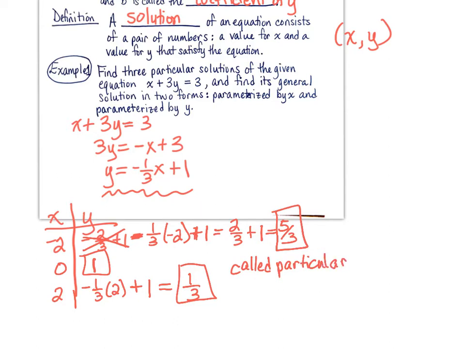But notice that there are infinitely many others, right? Because you can choose any x value, and for any x value, you're going to get a corresponding y. Does that make sense? What questions do you have? Okay, are we done with the problem? No, we're not. We only have part of it. It said find three particular solutions of the given equation, which we have done. Now it says find its general solution in two forms, parameterized by x and parameterized by y.